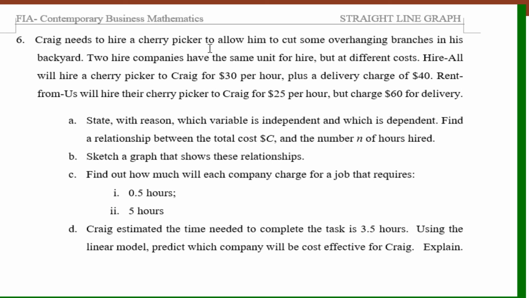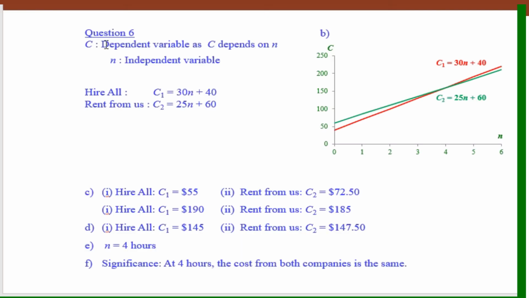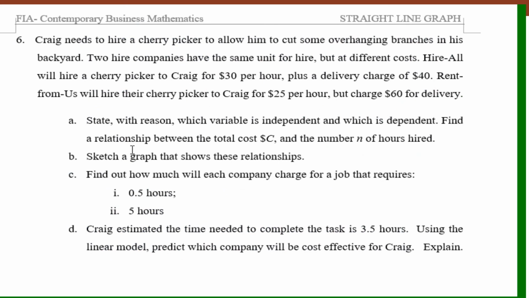Craig needs to hire a cherry picker to allow him to cut some overhanging branches in his backyard. Two hire companies have the same unit for hire but at different costs. Hire All will hire a cherry picker. So now here you have two equations basically, one for Hire All and one for Rent From Us. State with reason which variable is independent. I already told you cost is dependent, N is independent. Always.